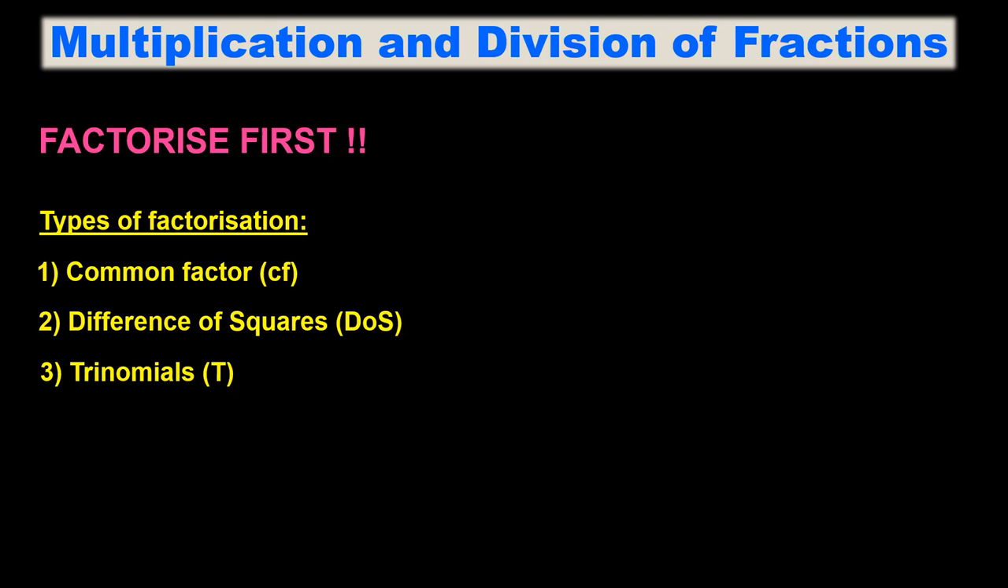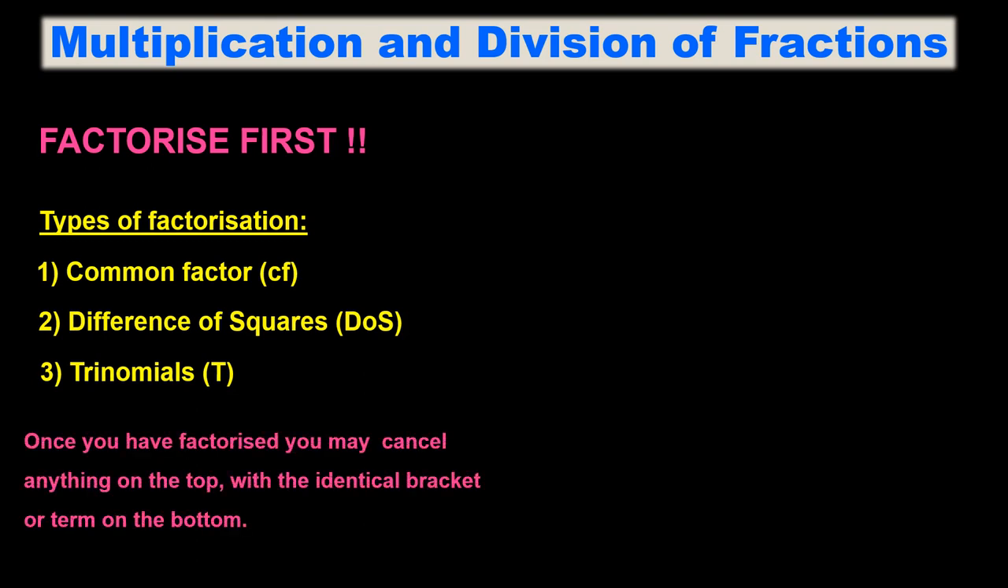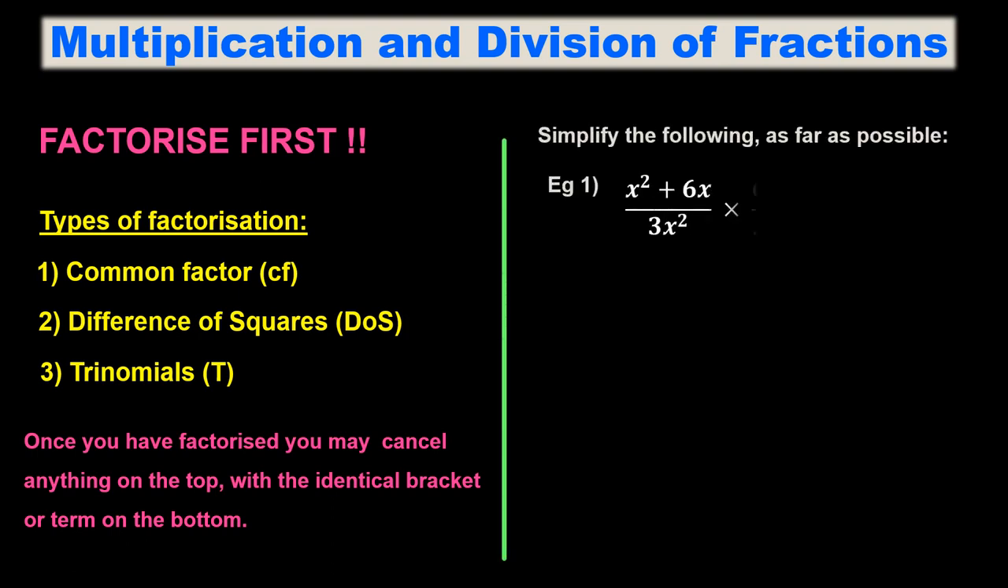So you have to factorize first, and then once everything has factorized, you may cancel anything on the top with the identical bracket or term on the bottom. Let's look at our first example. In our example, x squared plus 6x over 3x squared times 6x minus 36 over x squared minus 36. Now remember, we cannot cancel anything. We have to make sure everything is fully factorized first.